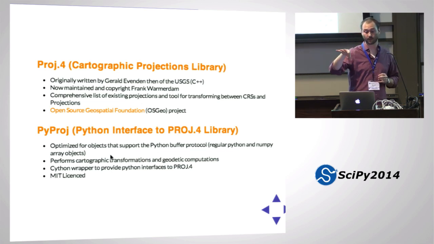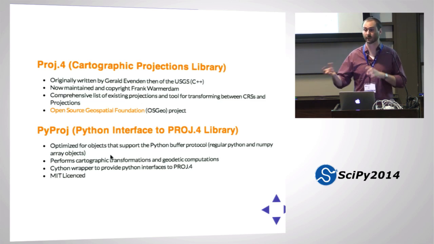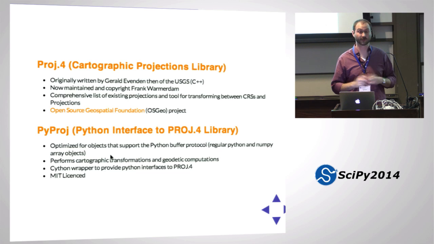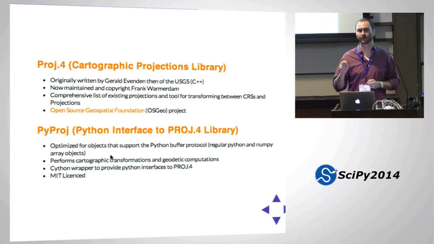So we can do cartographic transformations, and we can do geodetic computations, so calculating distances on spheres and things like that. And it's super handy, and it's MIT licensed, so we can use it pretty much wherever we want, which is great. And I'm going to mention the licenses for all of these Python libraries so that you can say, oh, I can use that in my super secret, top secret proprietary software package if you want.